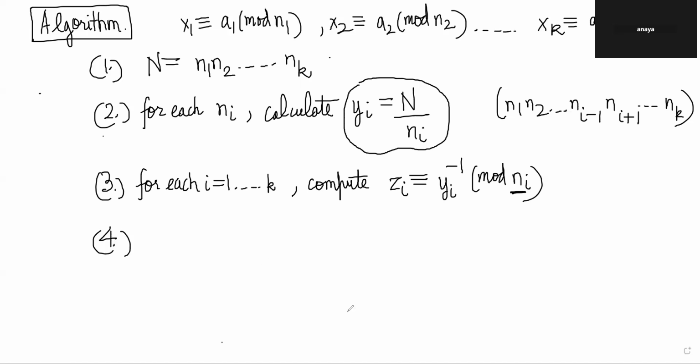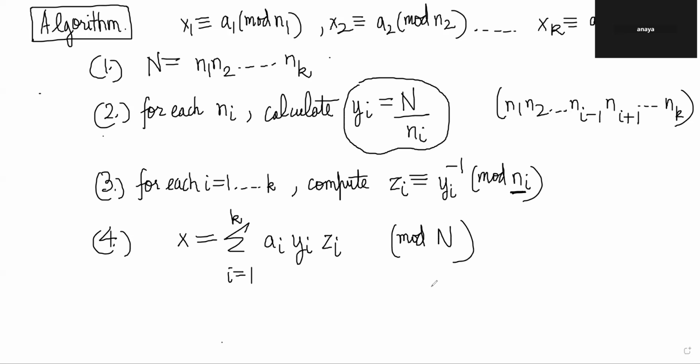So the fourth step, and I think it's the last step, the final step, is to find the answer. The answer is x will be the summation, i goes from 1 to k, of Ai Yi Zi, and this will be obviously modulo capital N finally. That will be your answer to the whole system of congruences.